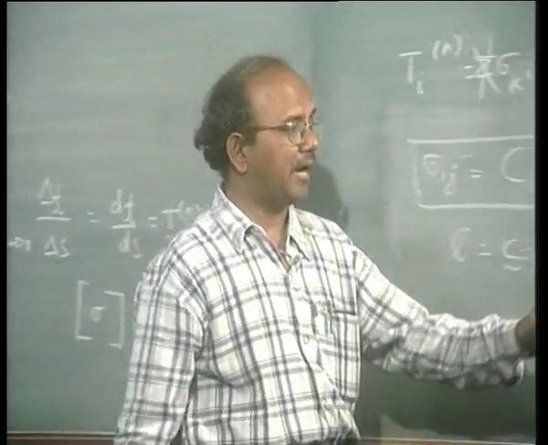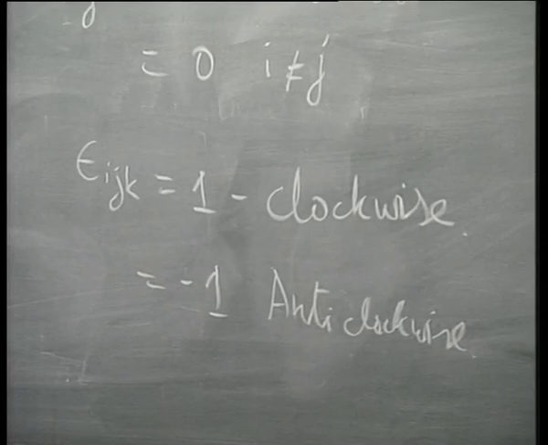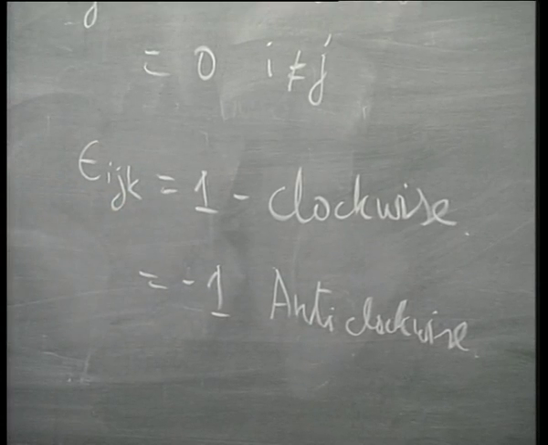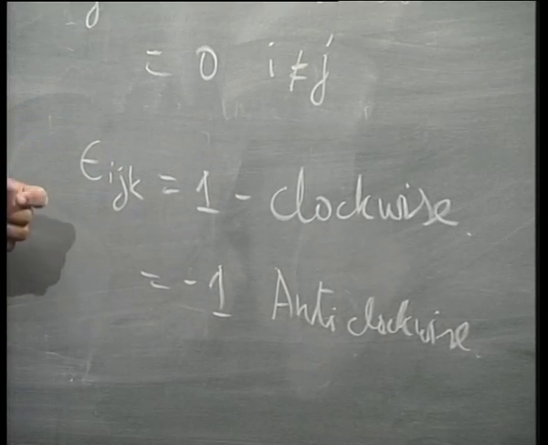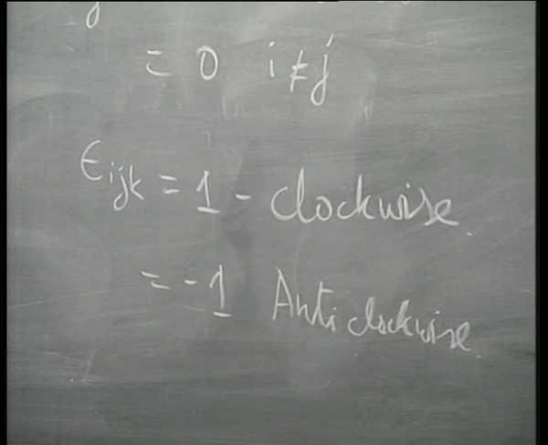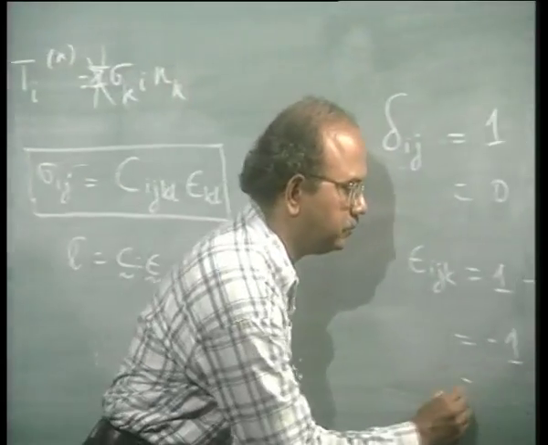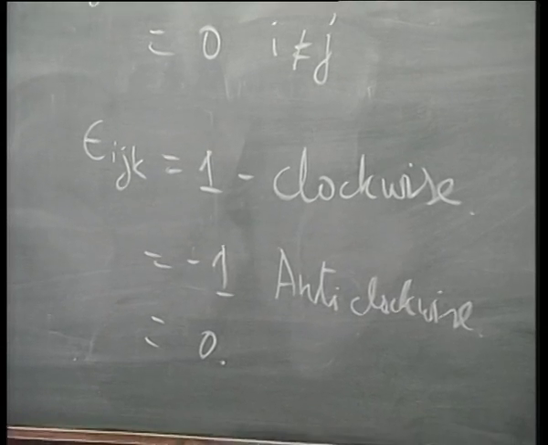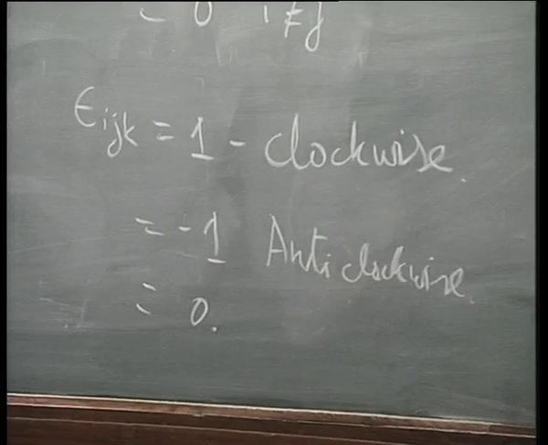Otherwise, whenever I get an index to be repeated, for example, epsilon ijk becomes 1 1 2, or 1 2 2 or 1 2 1 and so on, whenever an index gets repeated, it is supposed to have a value of 0. Is that clear?